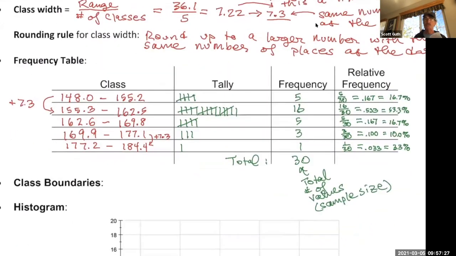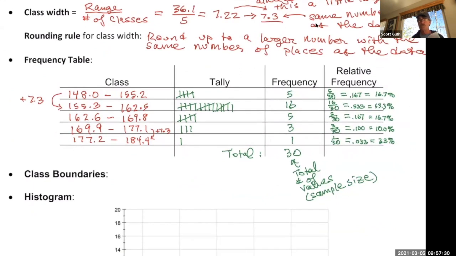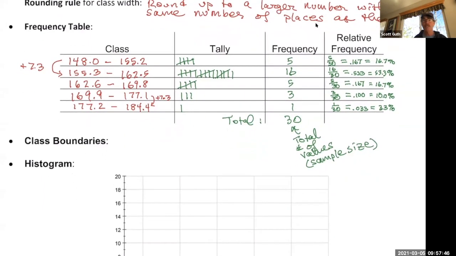Those are relative frequencies. And relative frequencies will be used pretty soon to estimate probabilities. So the middle class had 16.7% of the data. So the probability of a value landing in the middle class randomly is going to be estimated at 16.7%. Any questions?